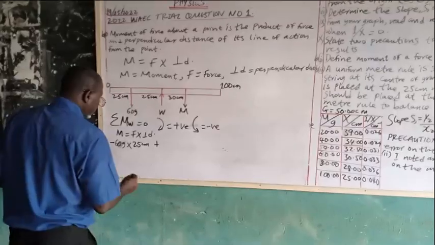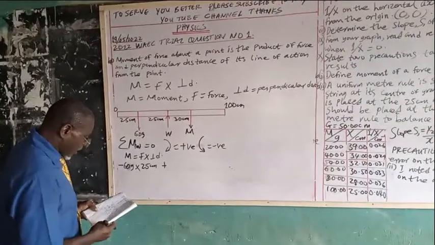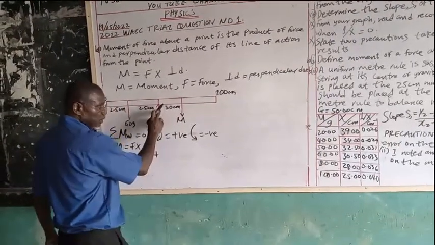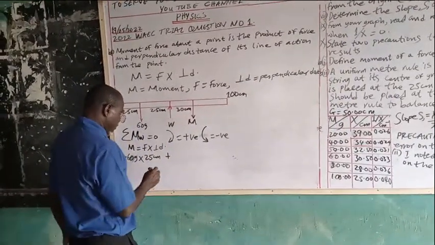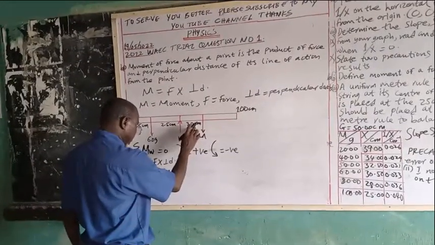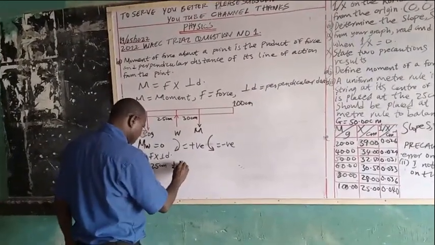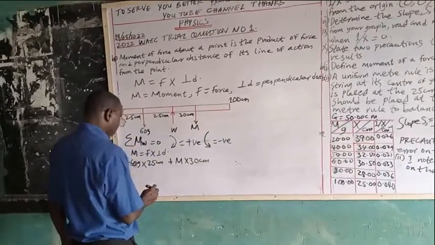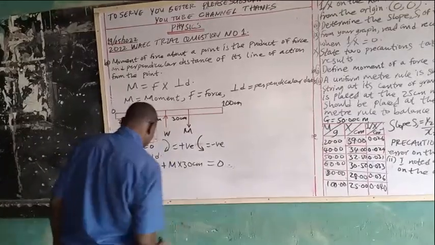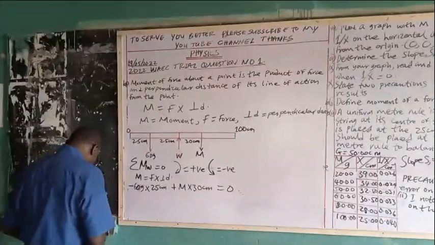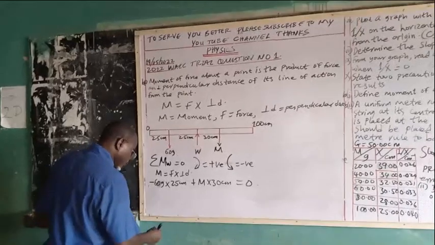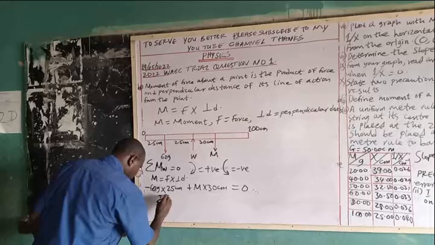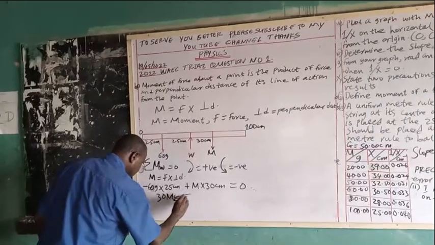Then mass M from the point where we take moment is 30 centimeter. Perpendicular distance is 30 centimeter. M times 30 centimeter. Everything is equal to 0. So 60 times 25 gram centimeter is the same thing as 30 M centimeter.